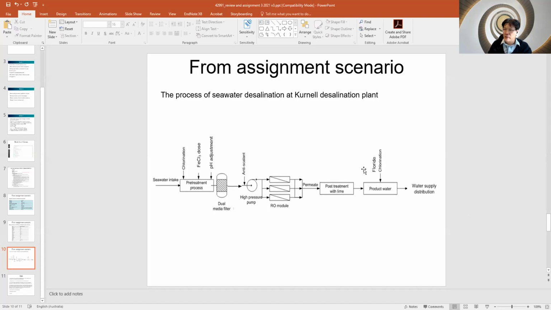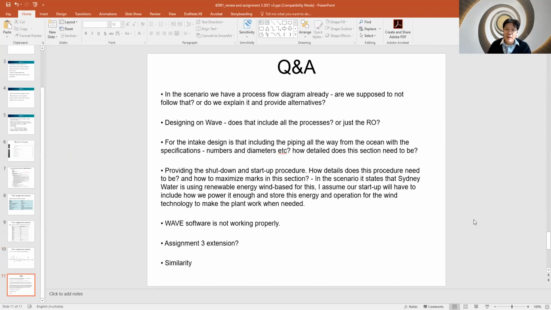Also, you have to incorporate the disinfection, chlorination, and cavity reduction, and how this can be calculated in terms of how many kilograms you need for the production of 250,000 cubic meters per day of Sydney desalination plant capacity. So that's all the design parameters you have to calculate. And that's the overall Assignment 3.